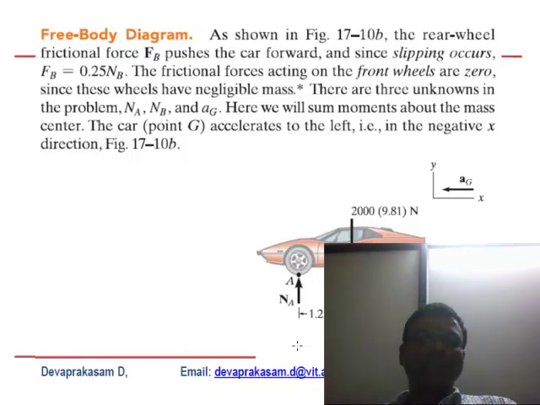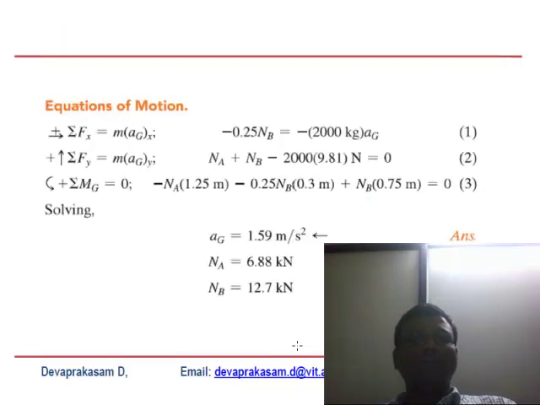So you have to take the moment at either G or at one of the points A or B to solve this. Let us put into practice: the sum of Fx is mass times acceleration, and the sum of Fy is mass times acceleration in the y direction. If you substitute, 0.25 NB, the friction force in the x direction, is equal to 2000 into AG. Similarly, Fy gives NA plus NB minus 2000. So you know NA and NB in terms of 2000 into AG.